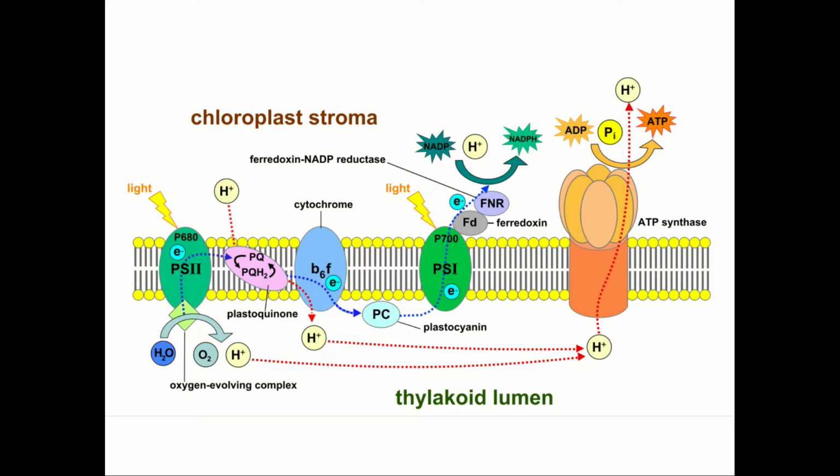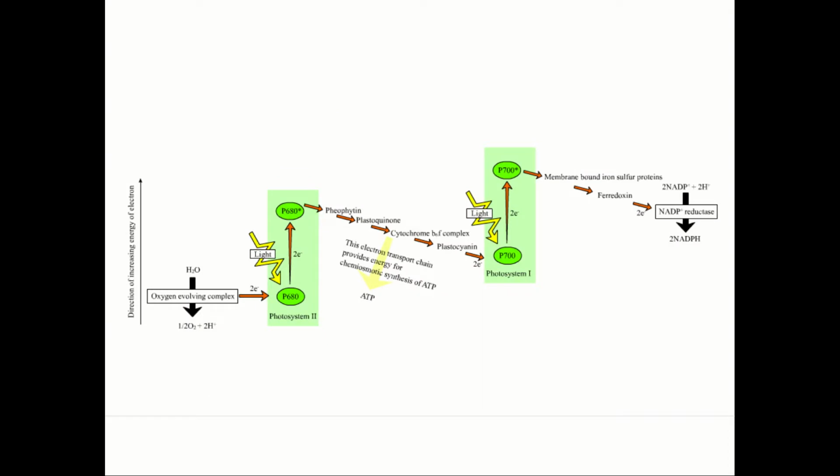But first, let's look at the same diagram of the light reactions, but shown in terms of energy. Here we have exactly the same diagram, but instead of a cartoon of the various protein complexes within the membrane, we're showing it in terms of the energy of each step. What we start with is the photosystem 2 reaction center, which is known as the P680 chlorophyll.